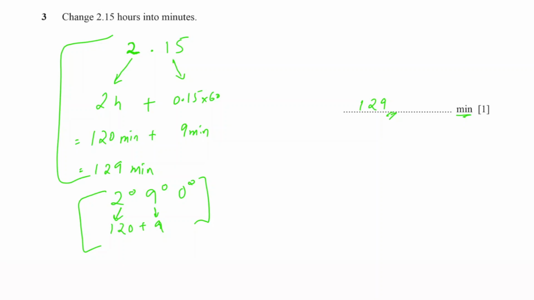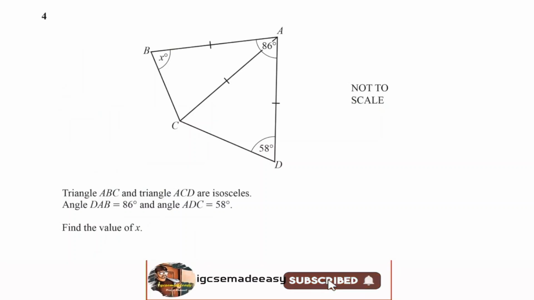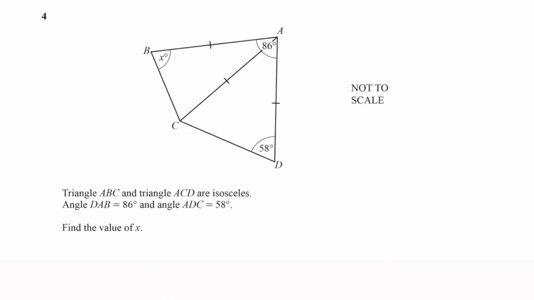So let's move on. Question number 4. Triangle ABC and triangle ACD are isosceles triangles. Angle DAB is 86 and angle ADC is 58. Find the value of x. Because these two sides are equal, this becomes an isosceles triangle, so the angles will also be equal to each other. If this angle is 58 and this angle is also 58, we can easily subtract 180 minus (58 plus 58), and that will give me the answer 64. So this angle is 64 degrees.